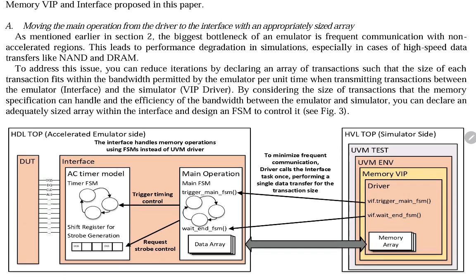To address these issues, you can reduce iterations by declaring an array of the transactions such that the size of each transaction fits within the bandwidth permitted by the emulator per unit time when transmitting transactions between the emulator interface and the simulator VIP driver, by considering the size of the transaction that the memory specification can handle and the efficiency of the bandwidth between the emulator and simulator. You can declare an adequately sized array within the interface and design an FSM controller. See Figure 3.